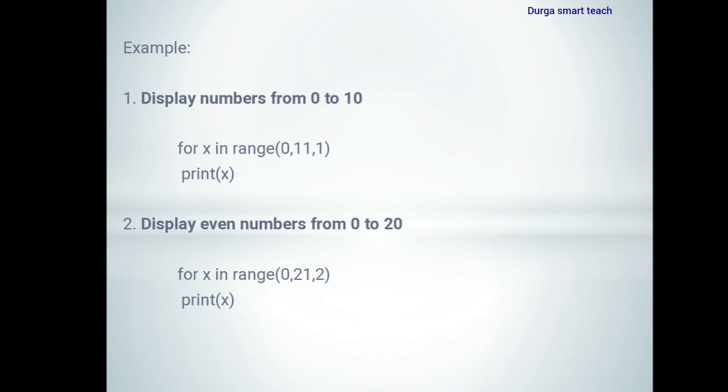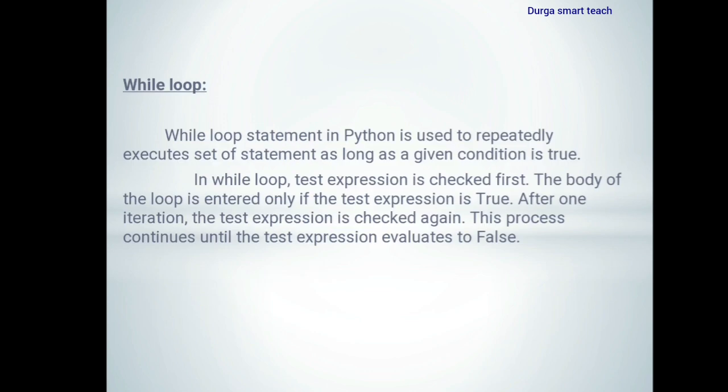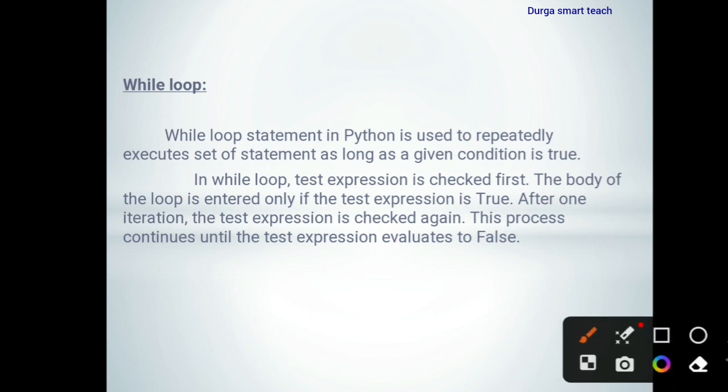Next we will move to the while loop. The while loop is used to execute the statements repeatedly as long as the given condition is true. If the given condition is true, then it executes the statements. Again it checks the condition. If it is true, again it executes the statements. So statements are executed until the condition is false.